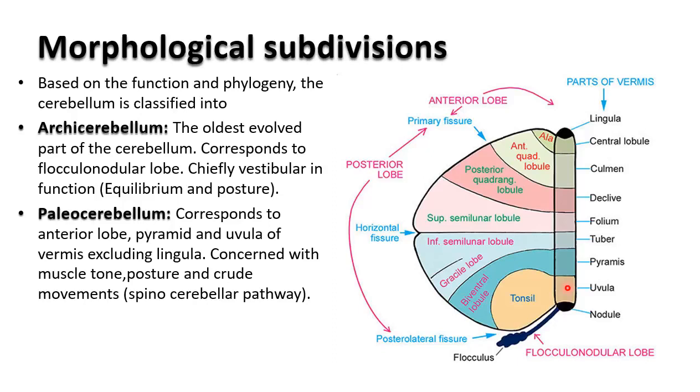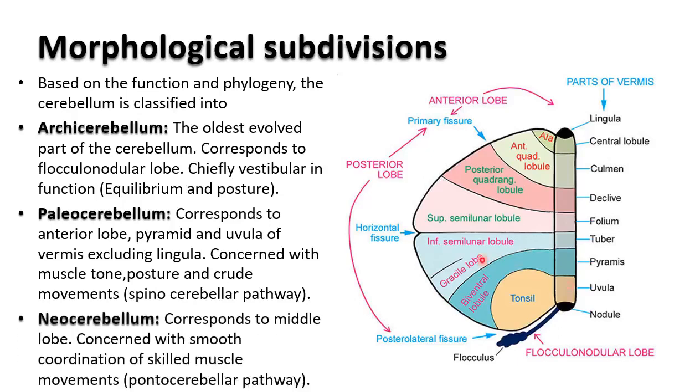And the most newly evolved part, which is very well developed in humans and is the largest part of the cerebellum, is the neocerebellum, corresponding to the posterior or middle lobe. So this whole thing you have to take as the neocerebellum, but you should exclude the pyramid and uvula. Excluding the pyramid and uvula, the remaining part of the middle lobe is the neocerebellum, mainly responsible for skilled muscle movements. It is also called the pontocerebellum.